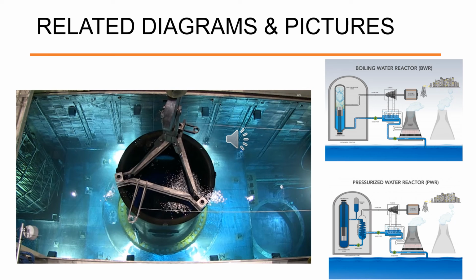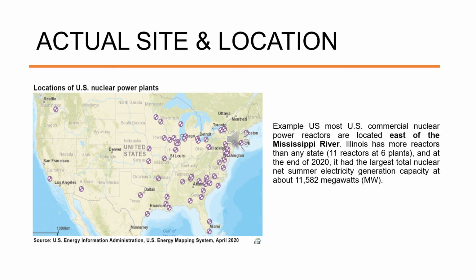Related diagrams and pictures. The diagrams show the flow of boiling water reactor and pressurized water reactor. Actual site and location. The United States has most nuclear reactors located along the Mississippi River. Illinois has more reactors than any state. The total electricity generation is about 11,582 megawatts.